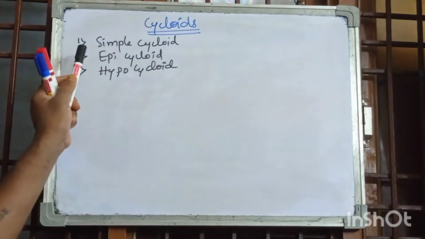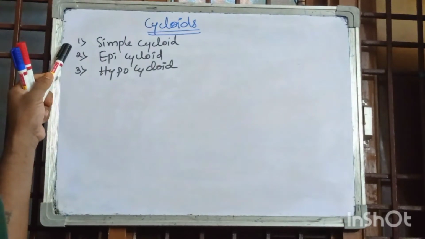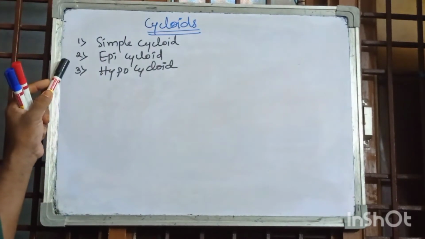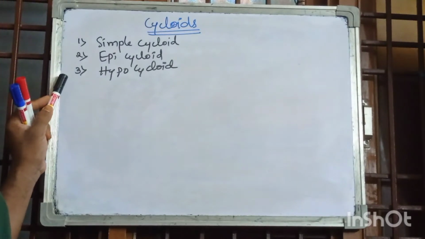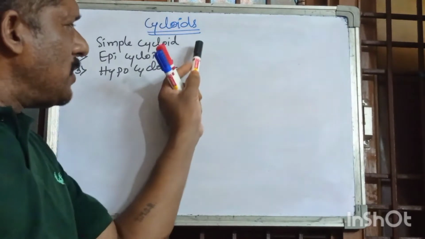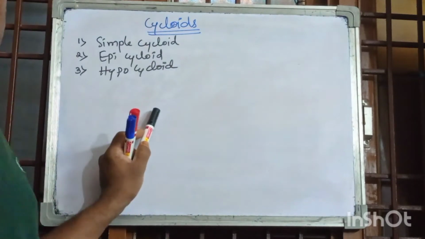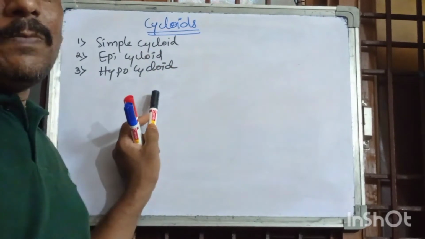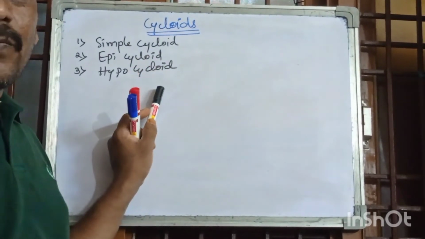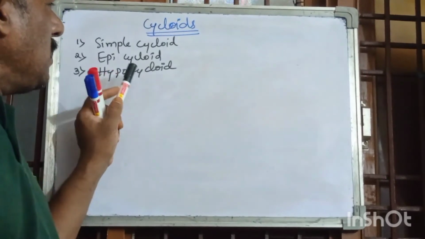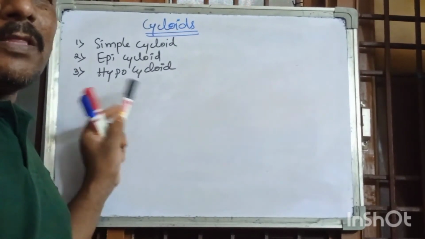In cycloid, the first one is simple cycloid, the second one is epicycloid, and the third one is hypocycloid. First we will see what the difference between these three is. If you understand the concept, we can easily go for problems and solutions of these different methods.